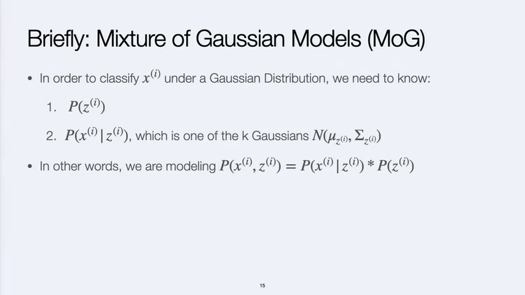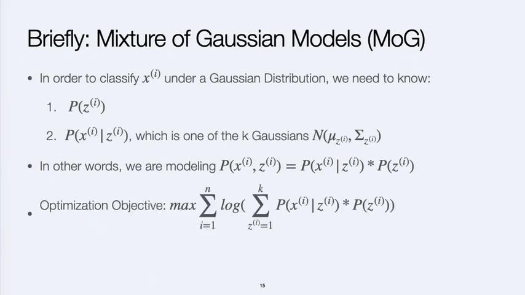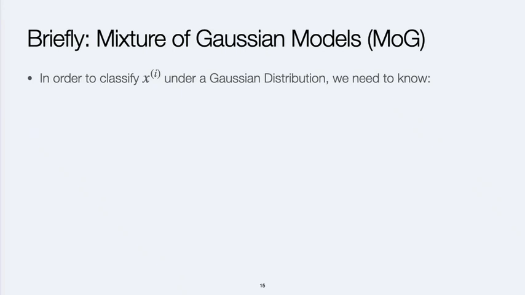In other words, we're now modeling a joint distribution. Because I talked about before, we don't know what z is, we need to model x and z in our probability distribution. So we are modeling the joint of xi and zi, and we can use the conditional definition to break down the joint. So we have probability of xi, zi is equal to probability of x given z times the probability of z. And that is the prior on which Gaussian we're going to pick.